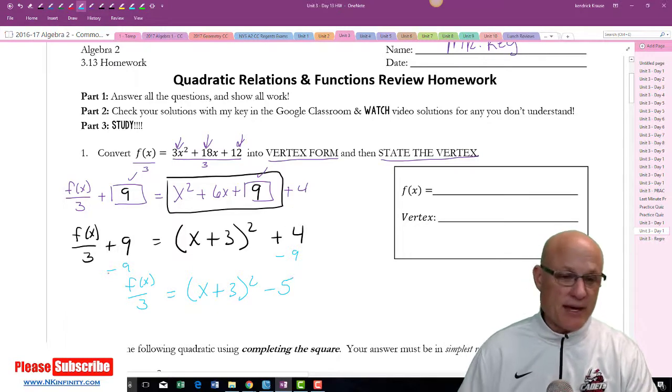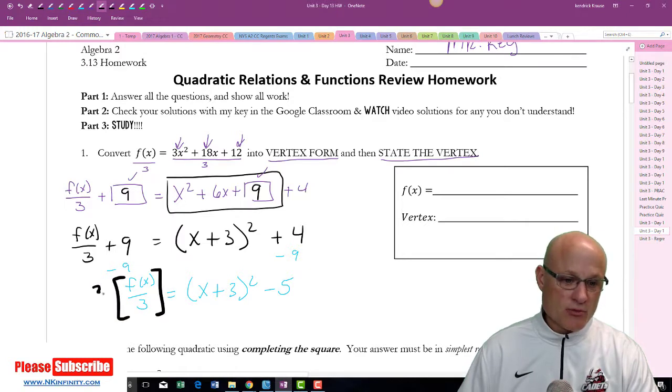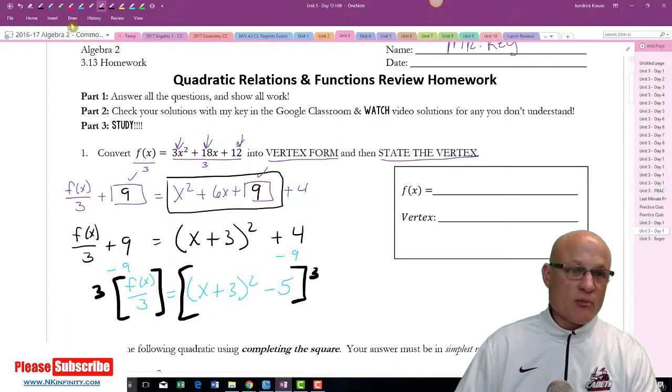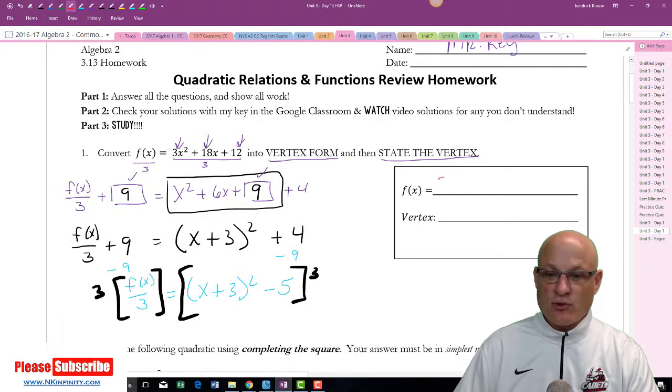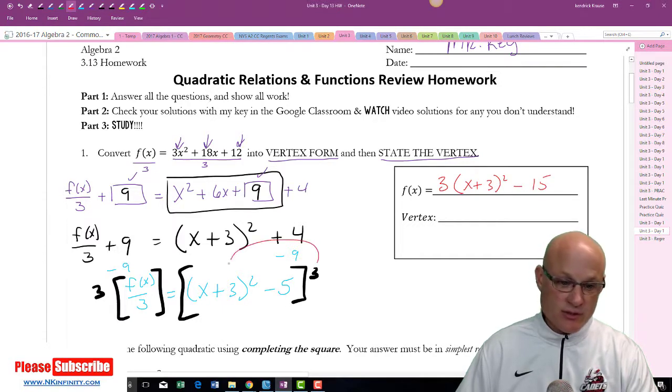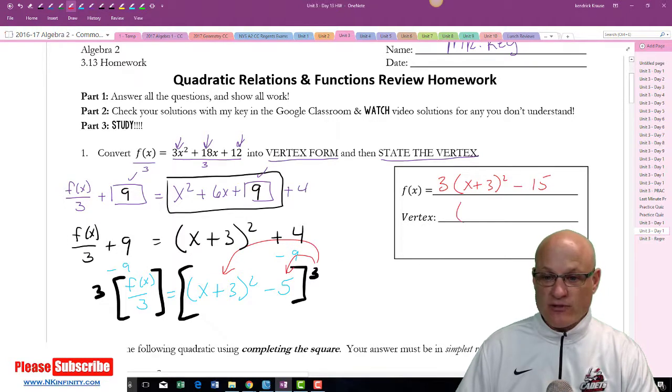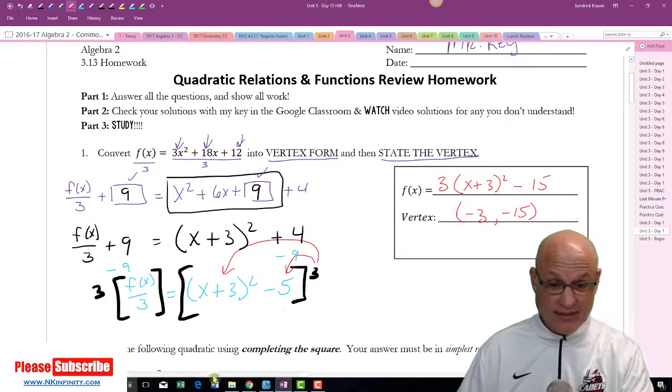Now I got to bring that 3 back. Bringing sexy back. Nope, just bringing 3 back. Multiply this side by 3. Multiply this side by 3. So my final answer is going to be 3 times x plus 3 squared minus 15, because notice I got to distribute this 3 in front of that parentheses. And that means my vertex is going to be negative 3, negative 15. Now I'm going to check this because I don't believe that I got that correct.